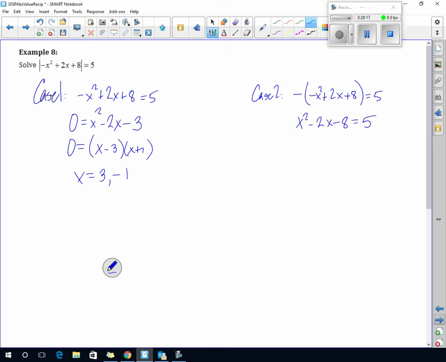So it doesn't factor. 13, it's prime. So now we need to do b squared minus 4ac. Why do I do b squared minus 4ac instead of the whole entire quadratic formula? Because it could be negative and there's no point, right?